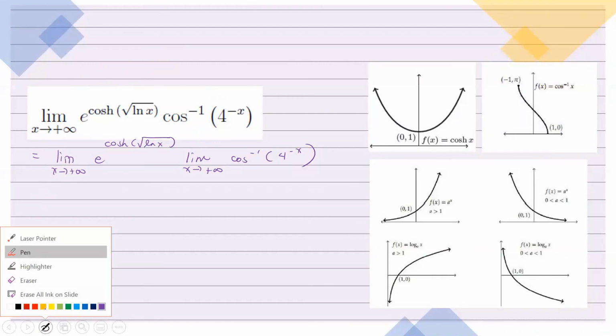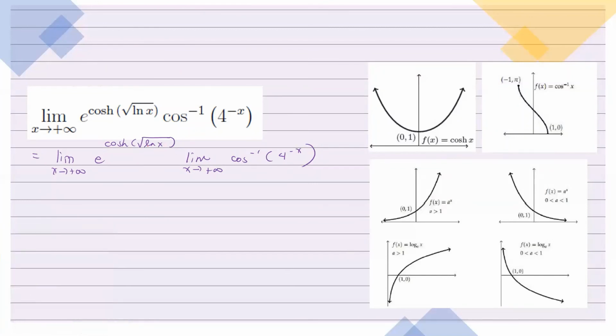So dito, ang innermost ay si ln x. Ang ln x as x approaches plus infinity, saan ang punta niya? Ang ln x ay may base na e, which is bigger than 1. So, as x approaches plus infinity, pupunta rin ng plus infinity yung ln x. So, itong part na ito ay pupuntang plus infinity.